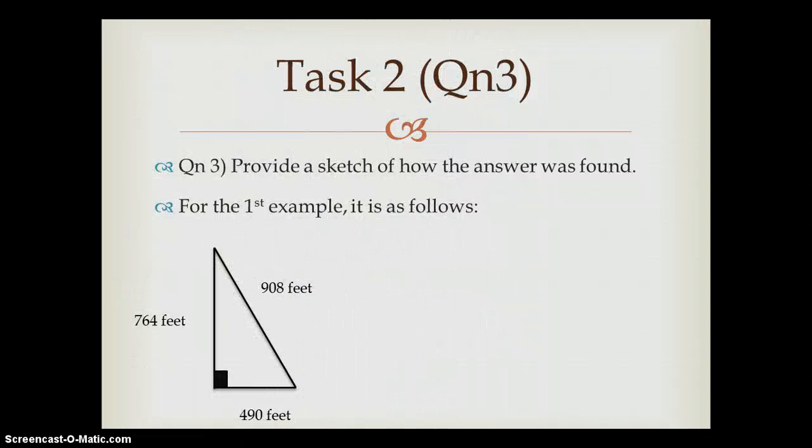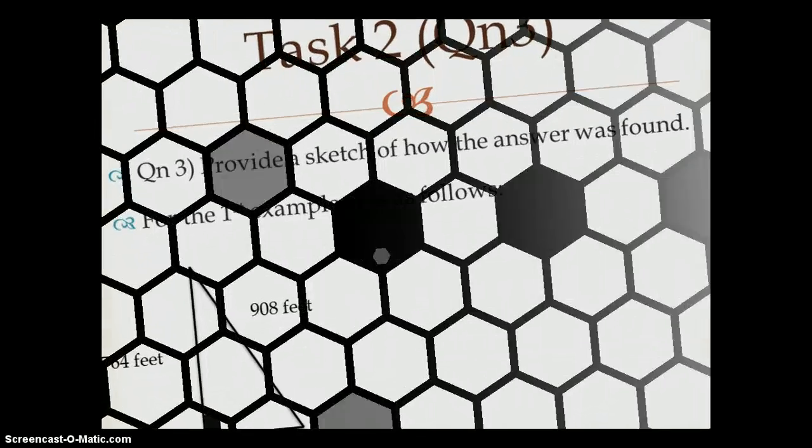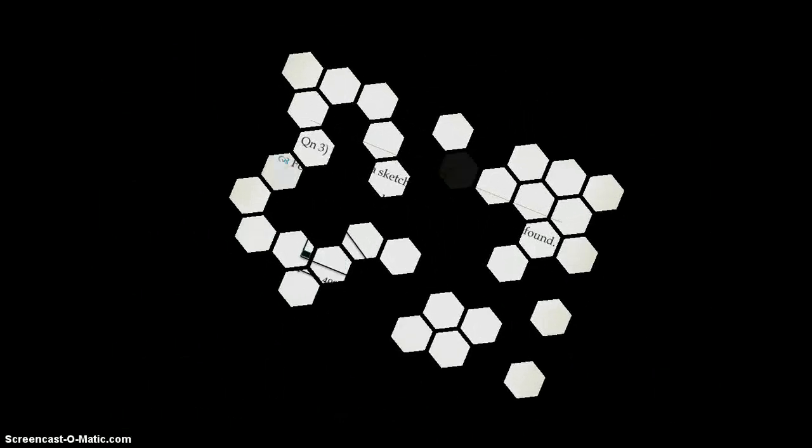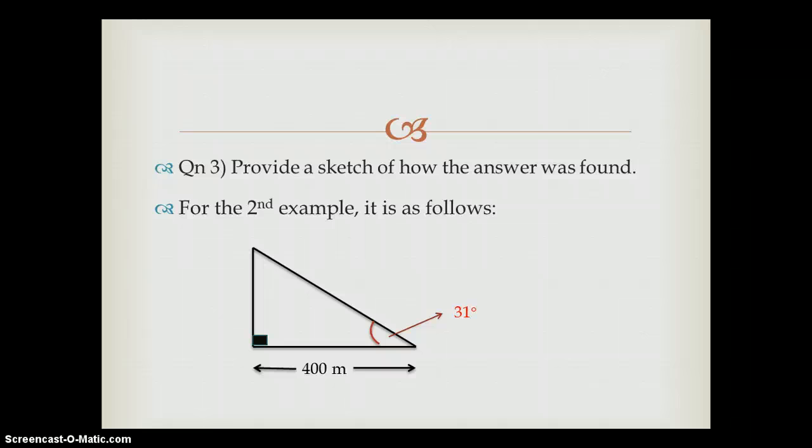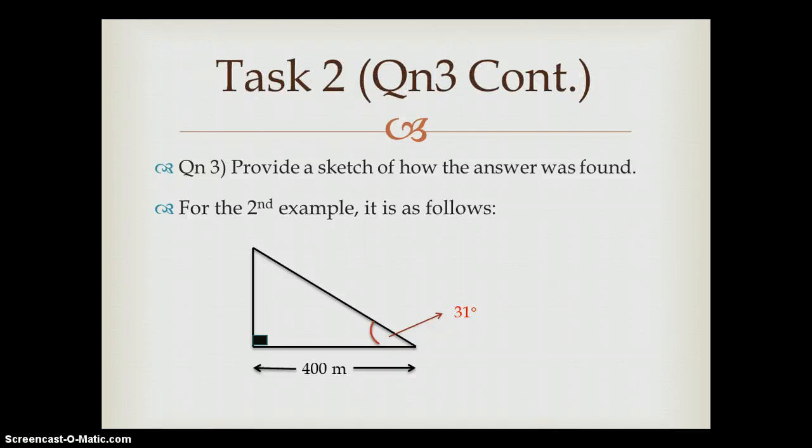Task 2, Question 3. Provide a sketch of how the answer was formed. For the first example, it's as follows. And for the second example, it's also as follows.